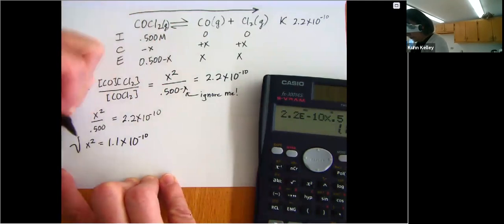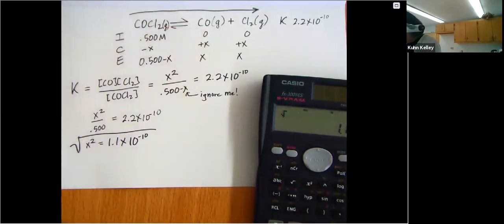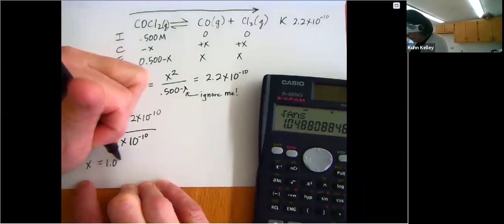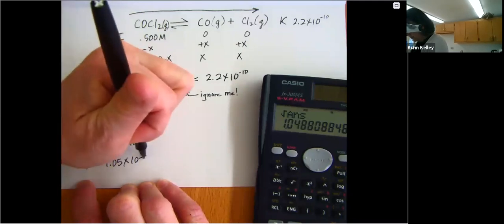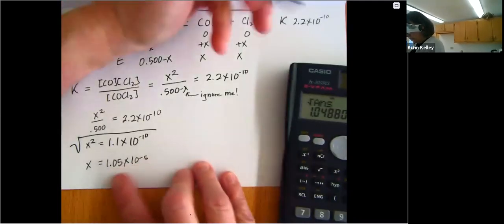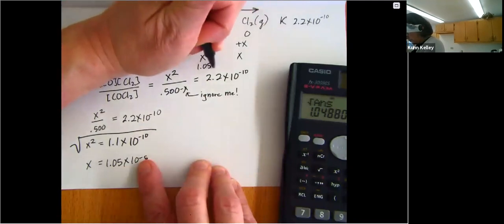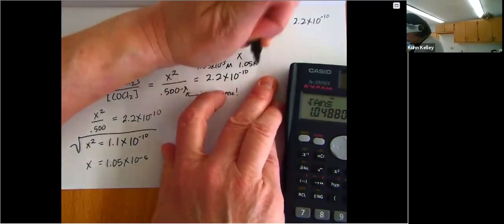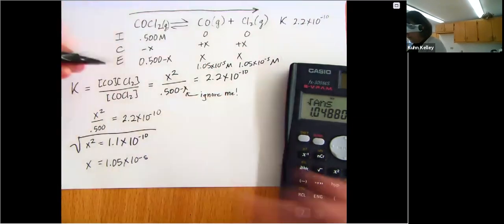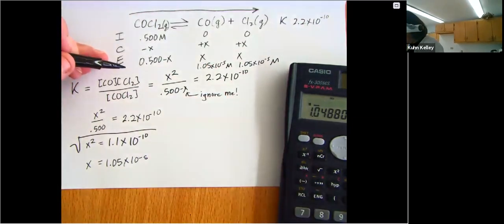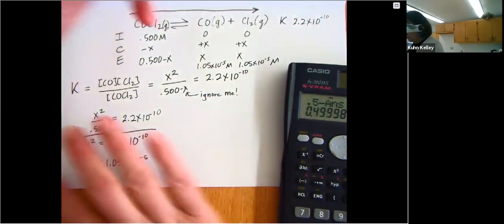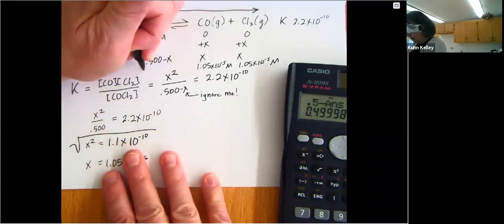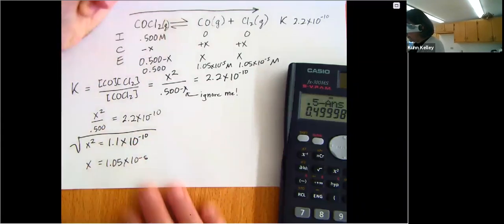Now I can take a square root of this whole thing, and I will get that X equals 1.05 times 10 to the negative 5th. So that will be my concentration here. And if I subtract this from 0.5, I get 0.4999895. So to be honest, even when I subtract X, when I round for sig figs, I'm still at 0.500.